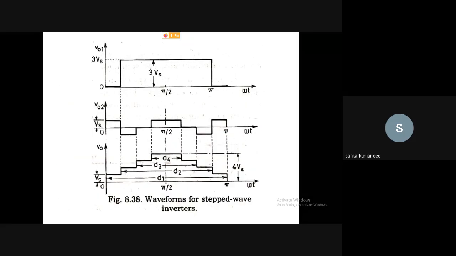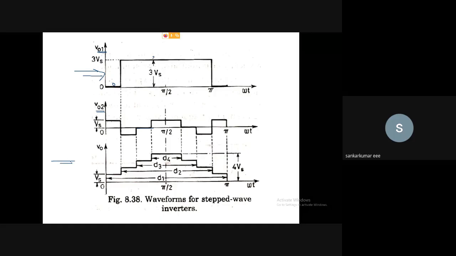So the output voltage can be 0 or 3 Vs for V01. So it is a two-step inverter, and in V02 we will have 3 levels, that is plus Vs, this is minus Vs, and this is 0. So likewise we have to make the inverters. The first inverter will have only 2 levels, only positive, that is 0 or positive, and in V02 it will be plus Vs, minus Vs or 0.